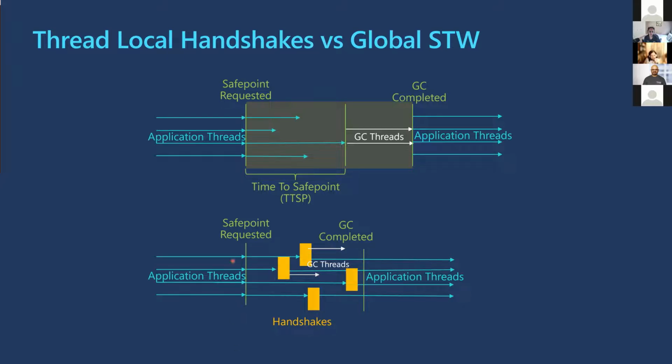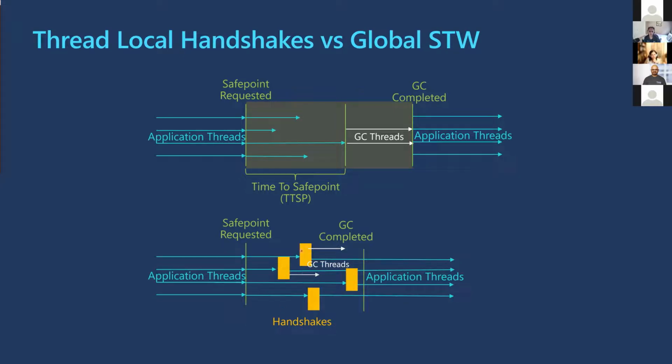With thread local handshakes, each of the threads, even though they take their own sweet time, can get on with their handshakes, whatever is needed from them. For every GC process to happen, there are a lot of things that need to be exchanged. I'll give an example of thread stack, for example.